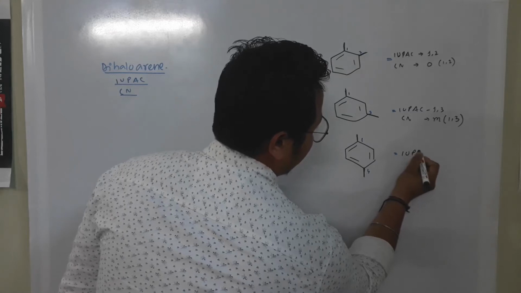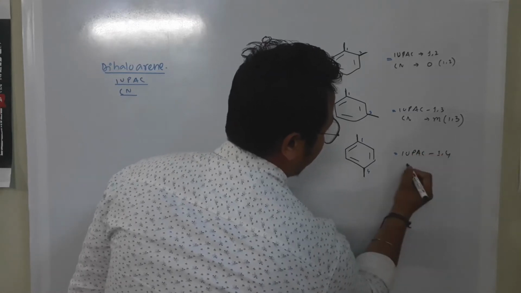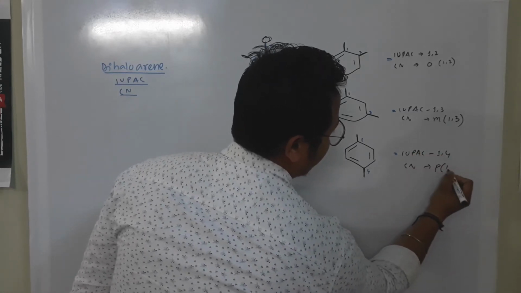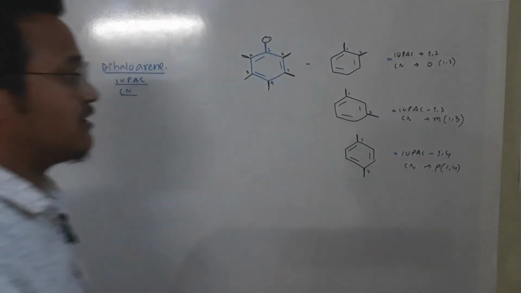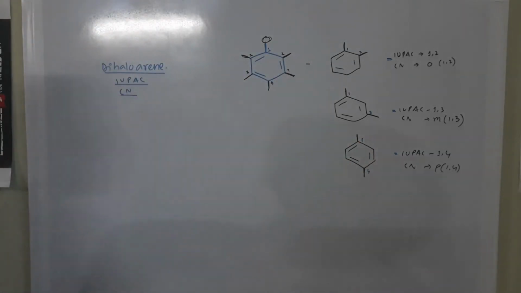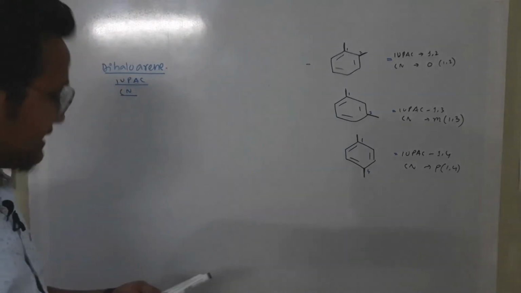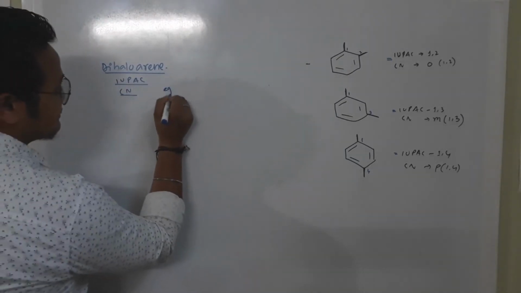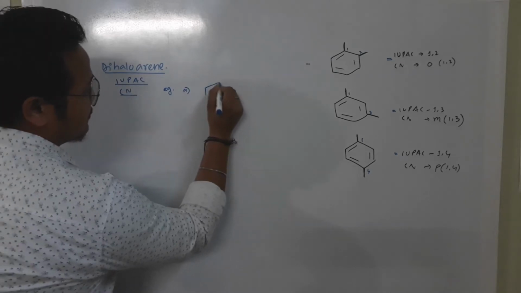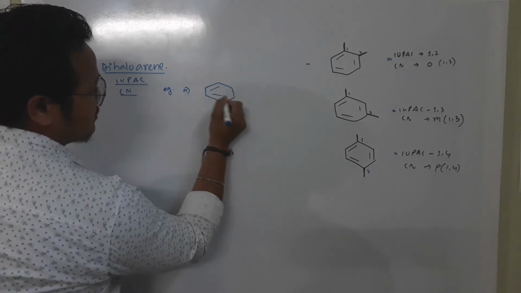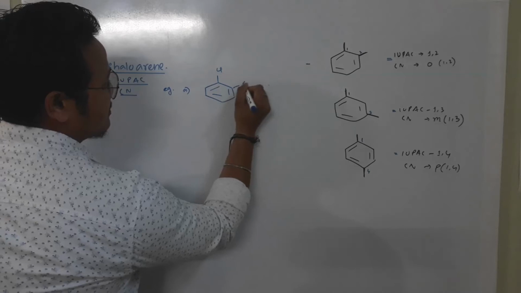And here it is 1, 4, right? So in the common name, it is known as para. When they are at the 1, 4 position, they are known as para. So let's go for an example. It is becoming easier for you guys now. Let's have a look. Example: say I have this compound, with Cl here and Cl here also.